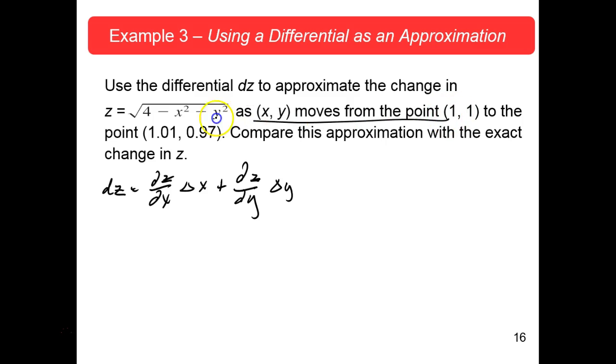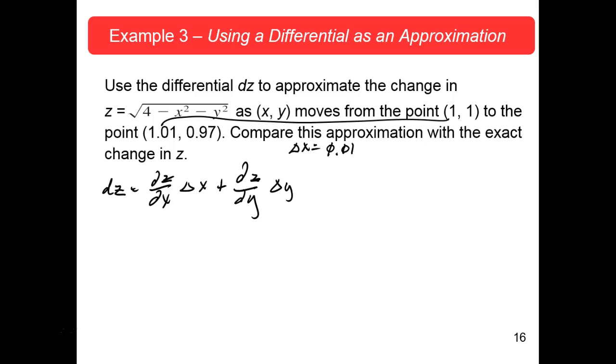If you're going from here to there, the delta x is what? If you go from 1 to 1.01, what's your delta x? What's your change of x there, if you go from 1 to 1.01? It's 0.01. Is that what you said?